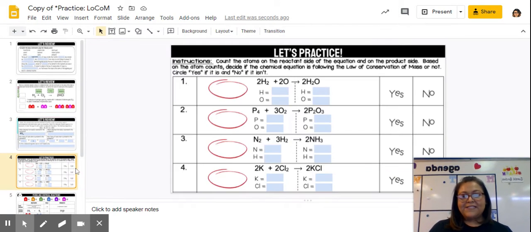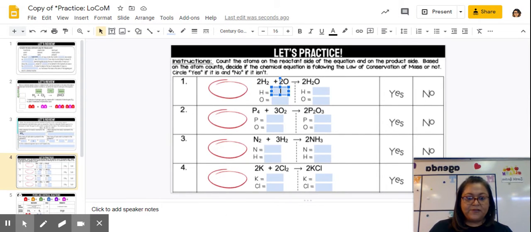Okay. On the next slide, you're doing basically the same thing. You're going to count your atoms. So here I would say hydrogen is 2 times 2 is 4.